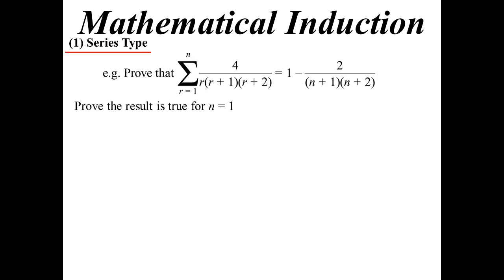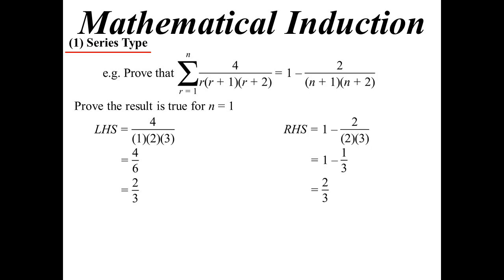The first case in this case is 1. Left hand side, sub into our general term. The first term is r equals 1. Sub it in, we get 2/3. Right hand side, sub it into the supposed formula. And it does work out to be 2/3. So yep, it certainly works. The left hand side of this is the same as the right hand side. So hence, it does work for 1.